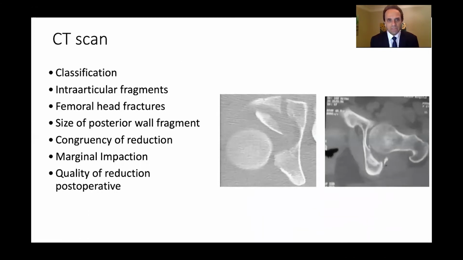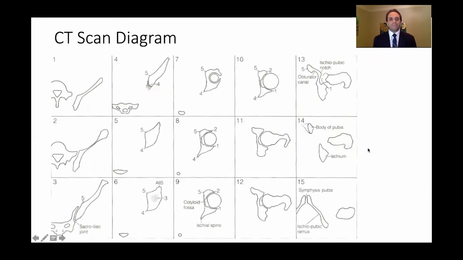Then we come to the CT, which is very important in acetabular fractures because we need to know the classification of acetabular fractures. It will show us intra-articular fragments, whether large or small like this. It will show us if there is a femoral head fracture or no, the size of the posterior wall, if it's small or if it's large, the congruency of the reduction, the marginal impaction, like the one you see here, and the quality of reduction post-operative.